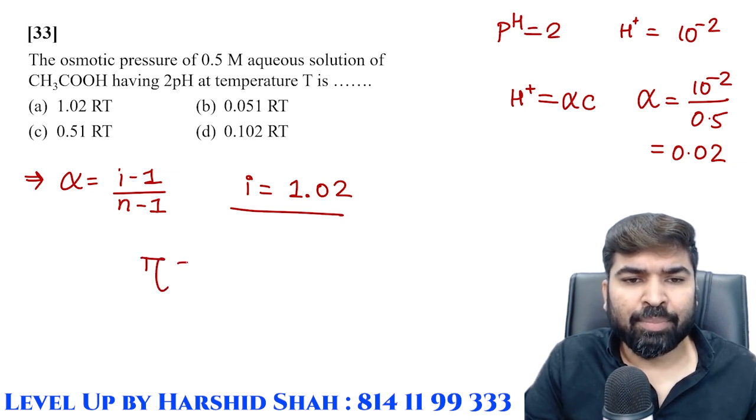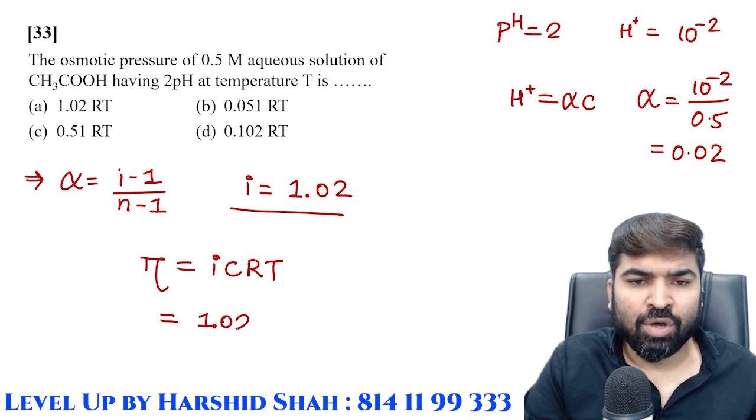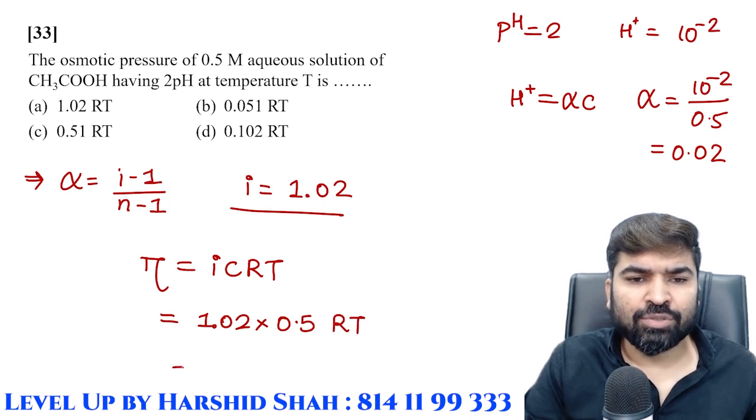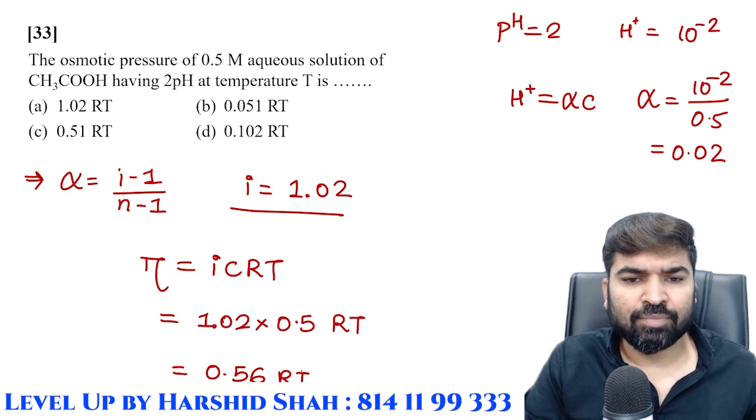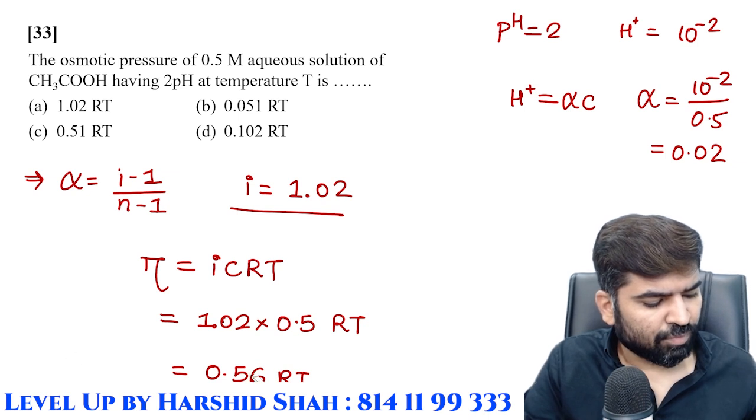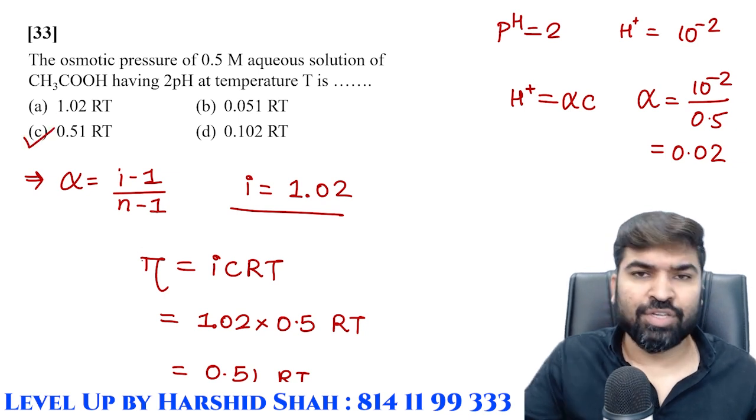Let's go for pi. Pi is equal to iCRT. i is 1.02, concentration is 0.5 into RT, so that's going to be half of 1.02, 0.51 RT. Not 0.56, not 1.12, it is 1.02, so 0.51 RT. Option C will be your answer.